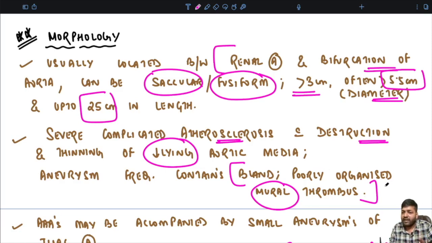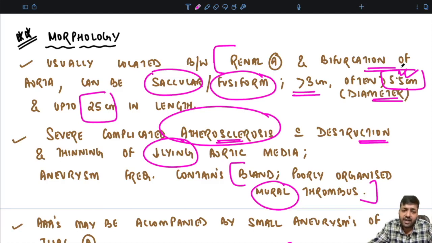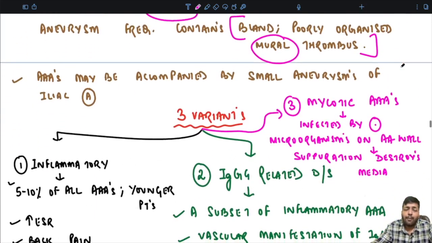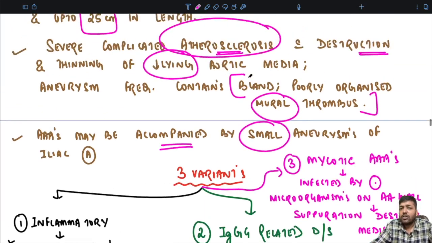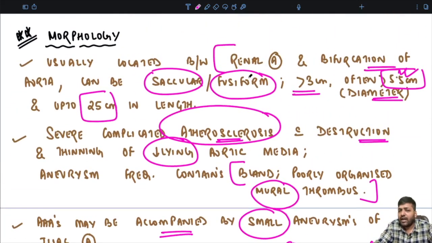Very commonly in abdominal aortic aneurysm, you will see an associated atherosclerosis, you will see a dilatation, and you will see mural thrombus. Often the dilatation is more than 5 centimeter in diameter. Abdominal aortic aneurysm may also be accompanied by small aneurysms of the iliac artery. So, these are mainly associated with atherosclerosis.